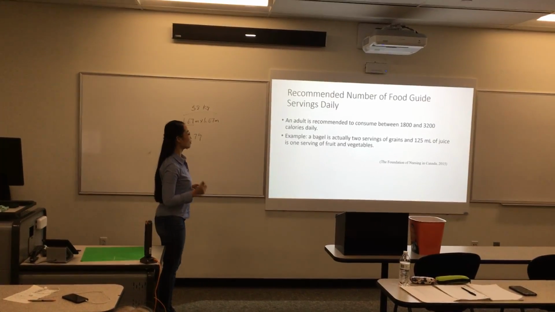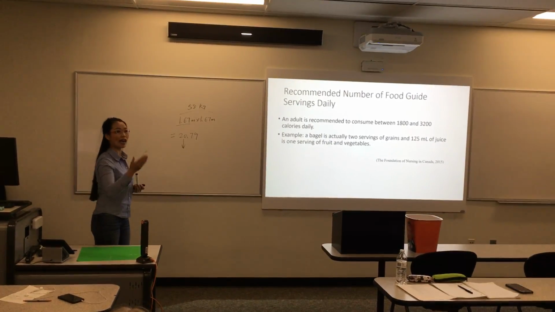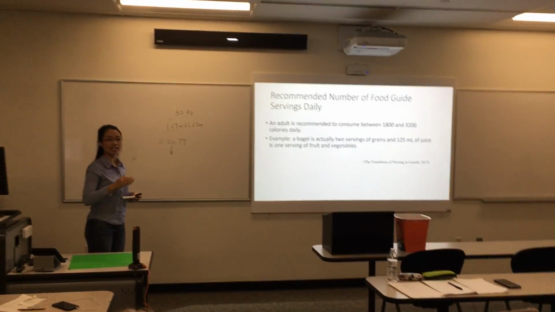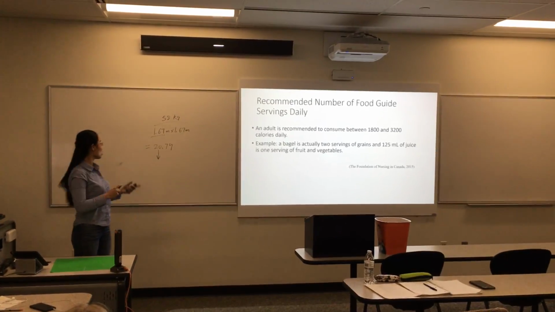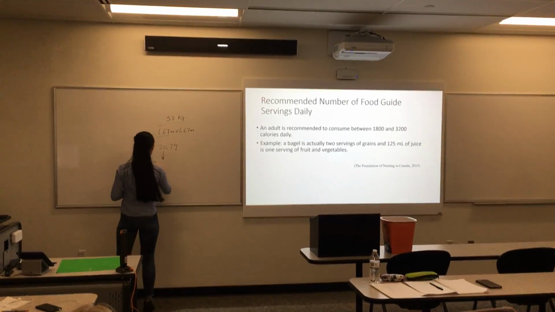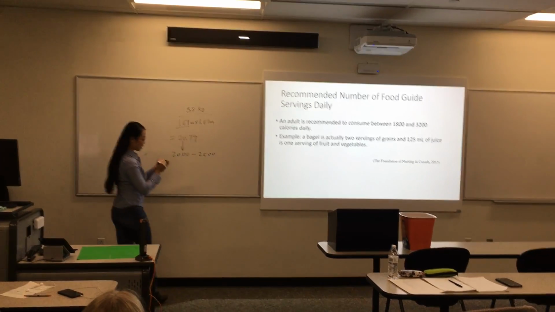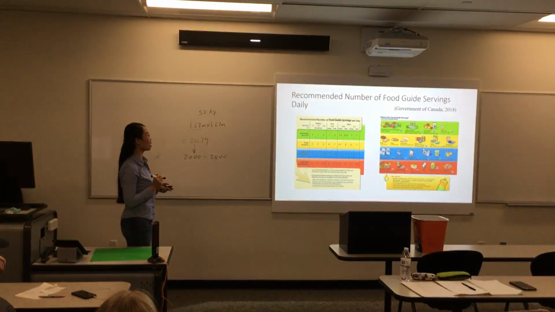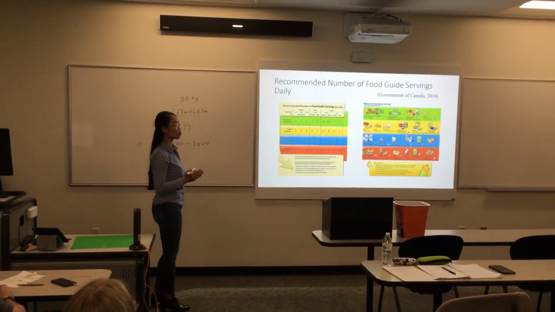In Canada, the Fundamentals of Nursing suggests that for an adult, the daily calorie intake should be 1,800 to 3,200 calories. So for me, mine should be about 2,000 to 2,500 calories per day. The Government of Canada also published a guide to say how many servings we should eat.